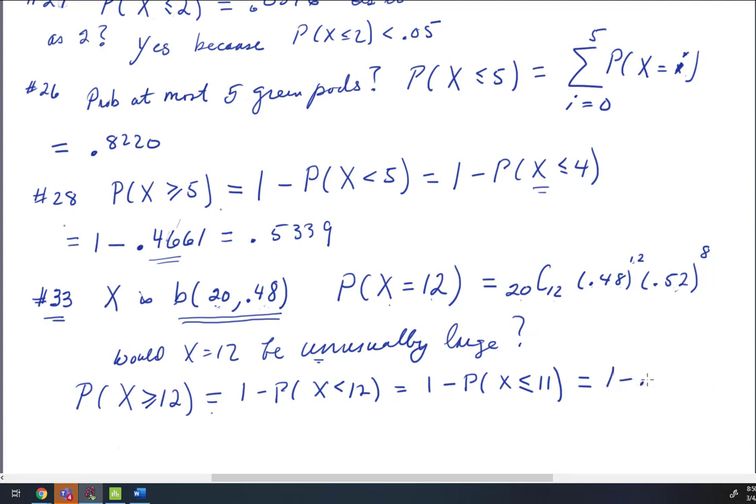1 minus 0.8024 is equal to 0.1976, and I see this is quite a bit greater than 0.05, and so we would say it's not unusual. It happens on a pretty regular basis.